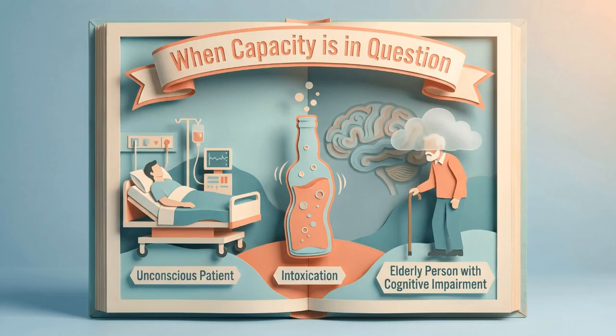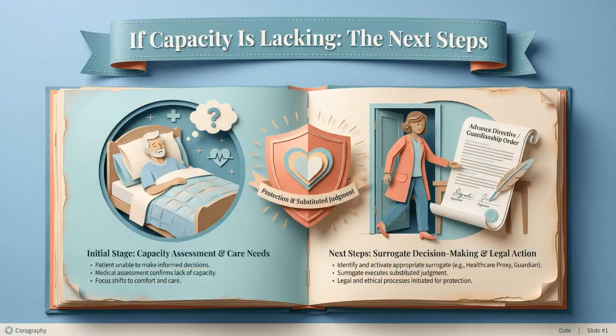So, what happens when capacity is indeed lacking? We'll cover that next. When a patient lacks the capacity to make their own healthcare decisions, the ethical and legal responsibility shifts. This is where surrogate decision makers come into play. A surrogate is typically a family member, a close friend, or someone legally designated in an advance directive, like a power of attorney for healthcare. Their primary role is to make decisions based on what the patient would have wanted if they were able to express their wishes. This is called substituted judgment. If the patient's wishes are unknown, the surrogate must then act in the patient's best interest.